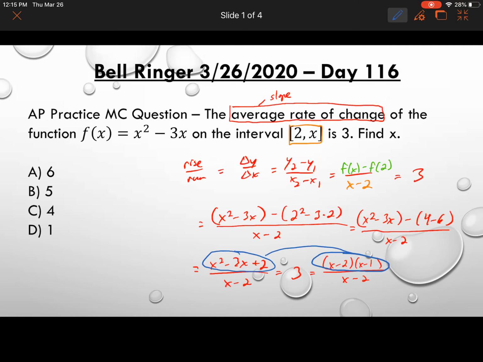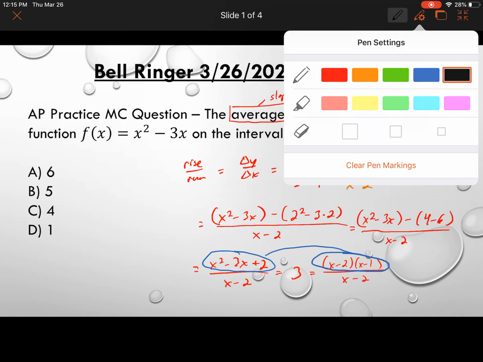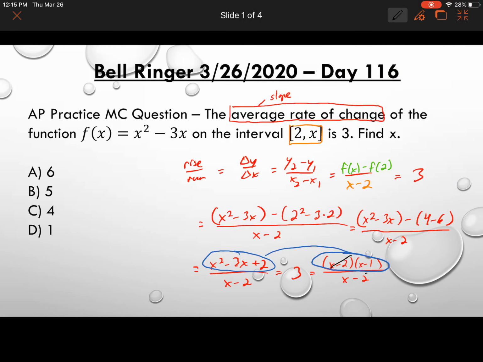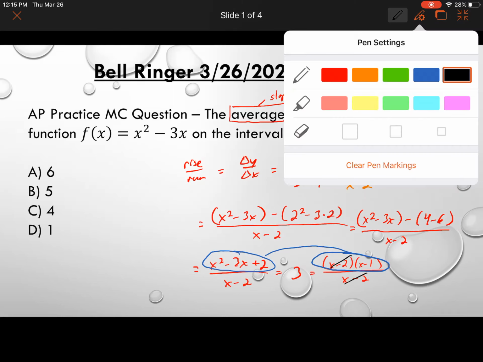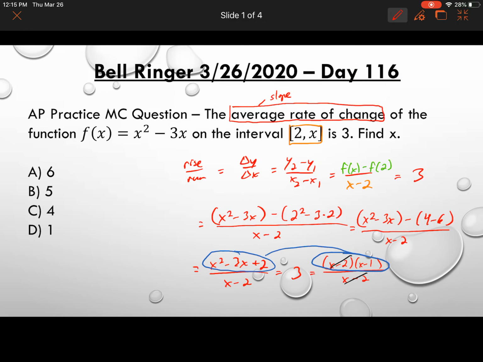Okay, so negative 2 and negative 1 multiply to positive 2 and add up to negative 3. So that's how we can factor it to that expression. Now if you notice, we have something that cancels out. These x minus 2's cancel out. So all we're left with is x minus 1 is equal to 3. We simply add 1 to both sides to solve for x, so x is equal to 4. So it looks like our answer is C.